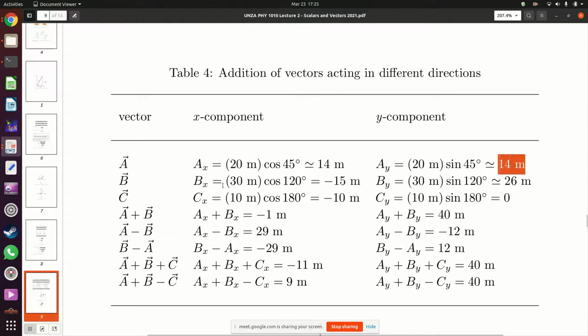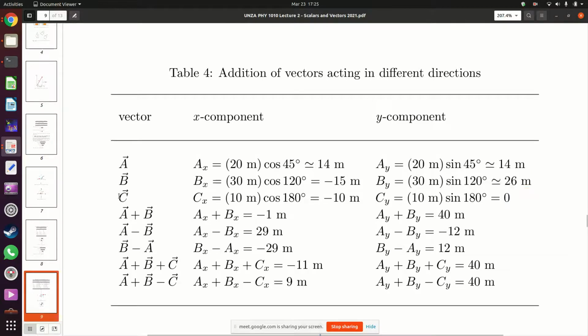In the case of vector b, bx is minus 15 meters, telling you that this component lies along the negative end of the xy plane, along the negative x direction. Then by is 26 meters. It means that this component lies along the positive y-axis.